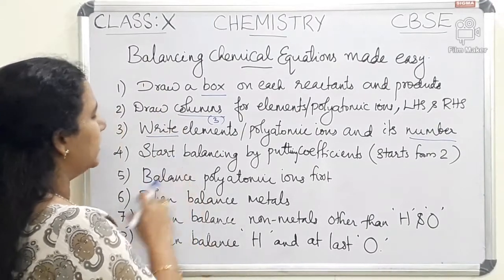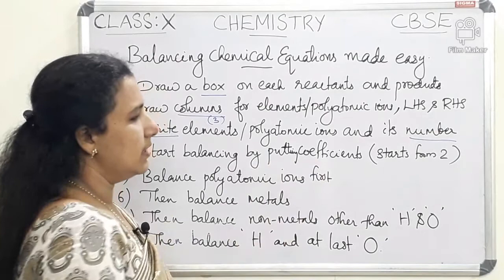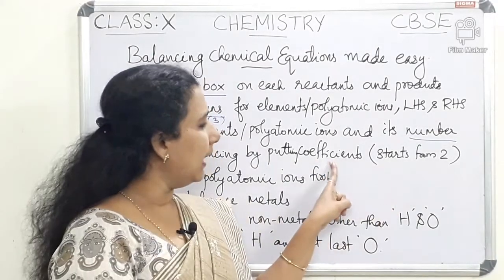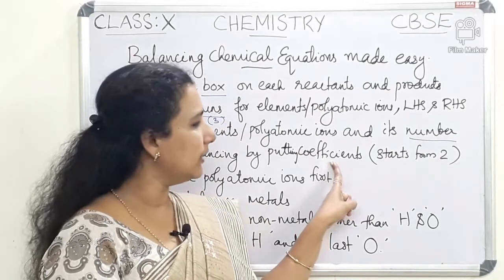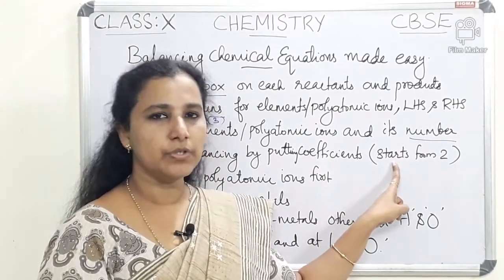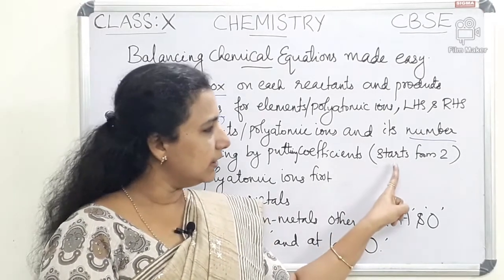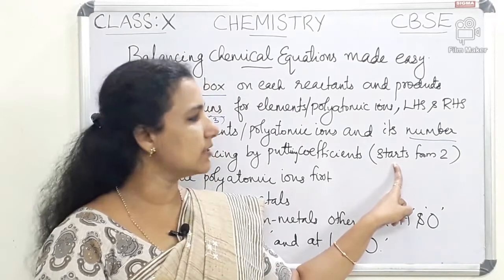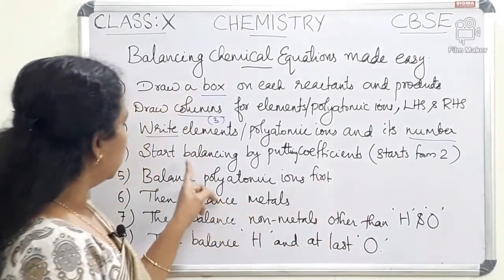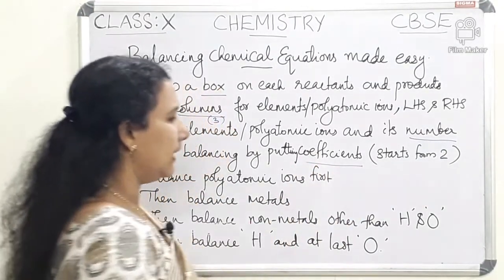Then the fourth point is start balancing by putting coefficients. For balancing the equation, we have to add coefficients, starting from 2. You can add numbers from 2 onwards. If 2 is sufficient, you keep it as 2 only. If it is not sufficient, you can add 3, 4, etc.